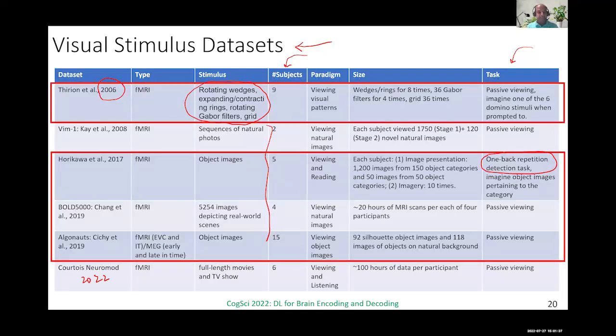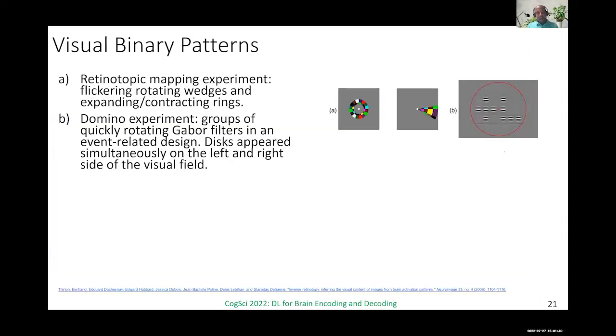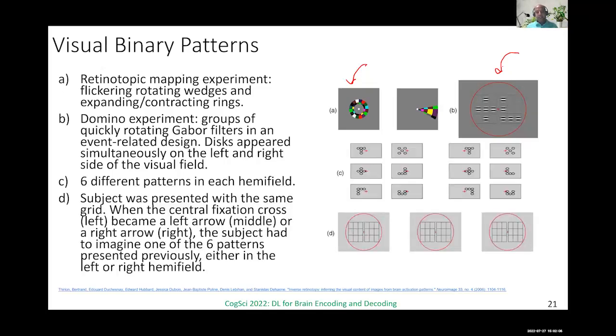The first data set was by Thirion et al. way back in 2006. This experiment was with artificial patterns. For example, here rotating wedges were shown, and expanding and contracting rings were also shown to the subjects. In yet another experiment, this domino experiment, rotating Gabor filters were shown, both in the left and the right hemifield. Then there were other experiments where 6 different patterns were shown in each hemifield, and of course there's a fixation point right at the center.